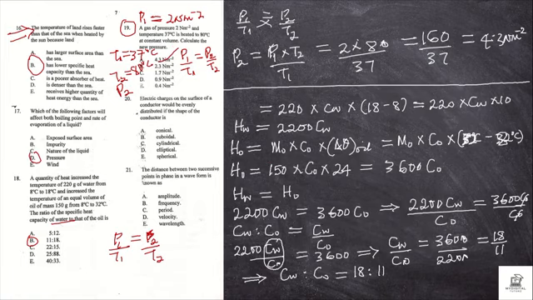Sorry, question 20 says electric charge on the surface of a conductor would be evenly distributed if the shape of the conductor is: A, conical; B, cuboid; C, cylindrical; D, elliptical; E, spherical. The answer is E, spherical.